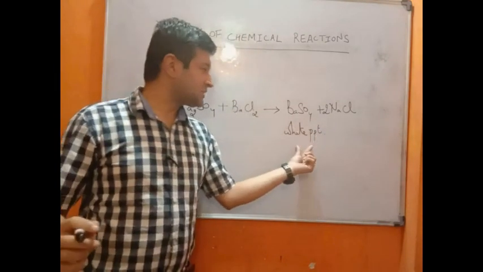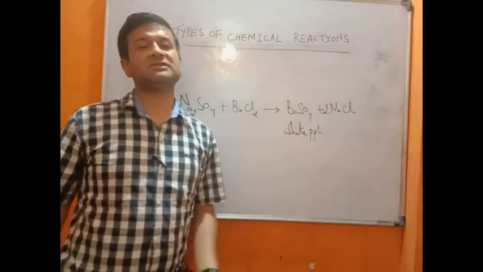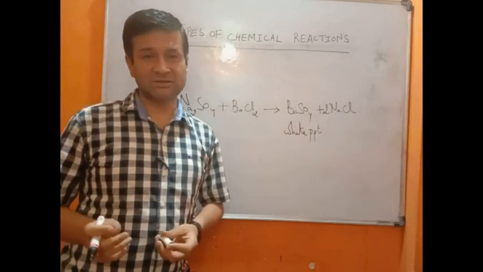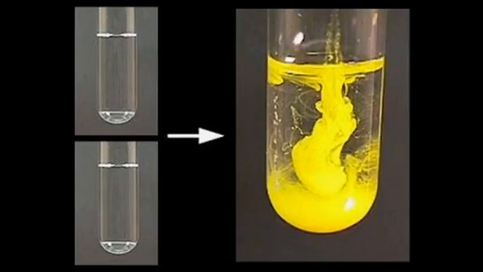Since the precipitate is formed, this reaction is also known as precipitation reaction. Remember the reaction between lead nitrate and potassium iodide, there was a formation of yellow precipitate. So that is also an example of precipitation reaction.